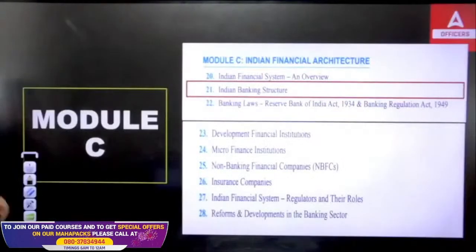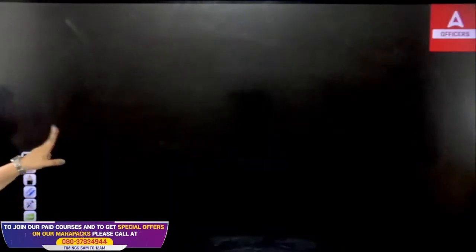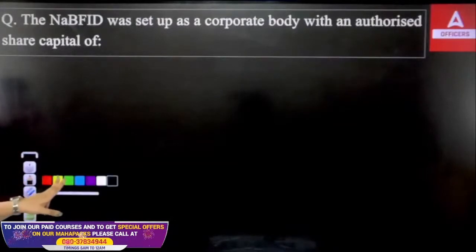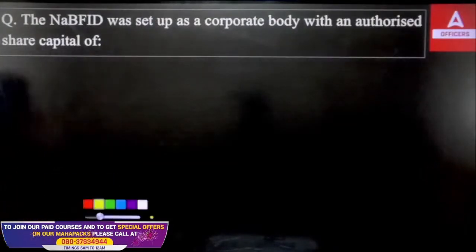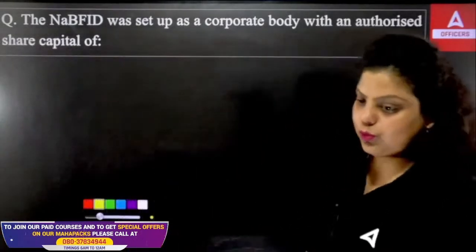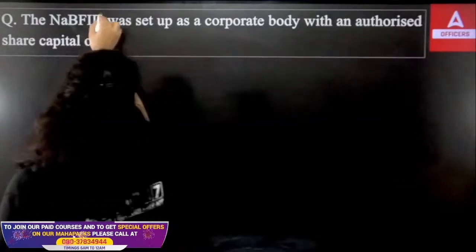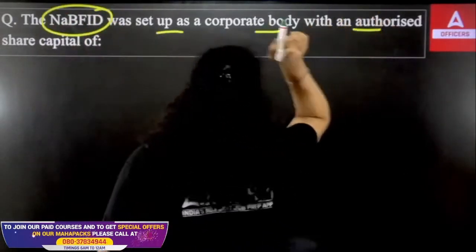Okay, now I hope I have covered the maximum here in the form of theory, a kind of introduction to the chapter. Now let's move forward and talk about the questions, and we will discuss the rest of the chapter in the form of MCQs. Okay, so the first question is, the NABFID was set up as a corporate body with an authorized share capital of dash.